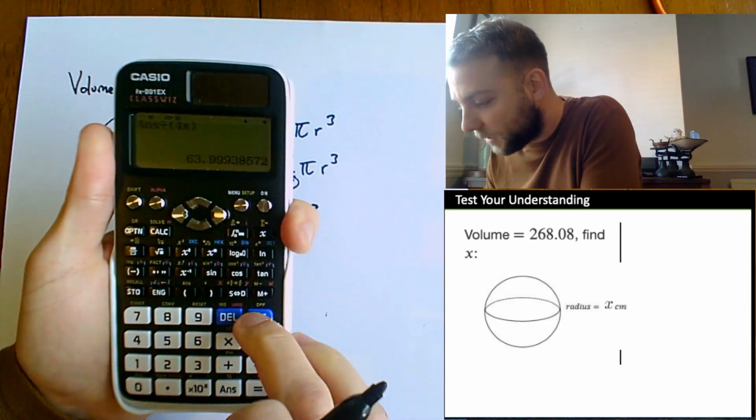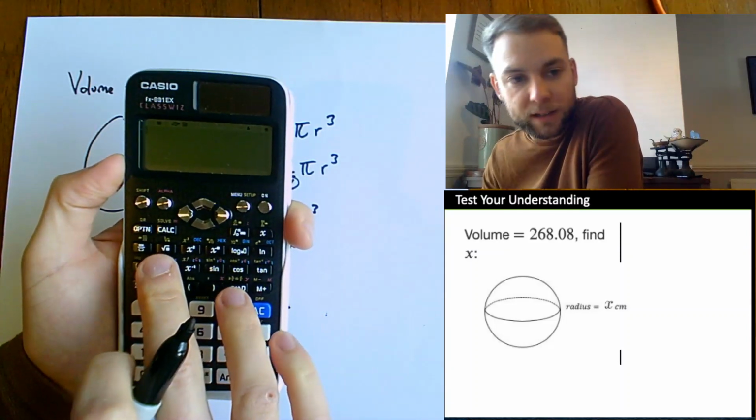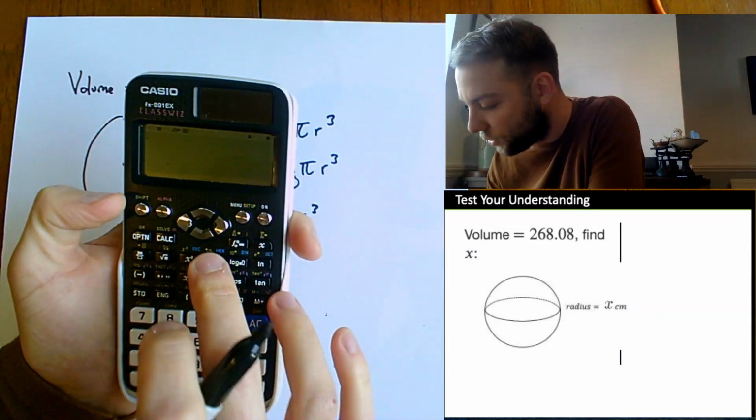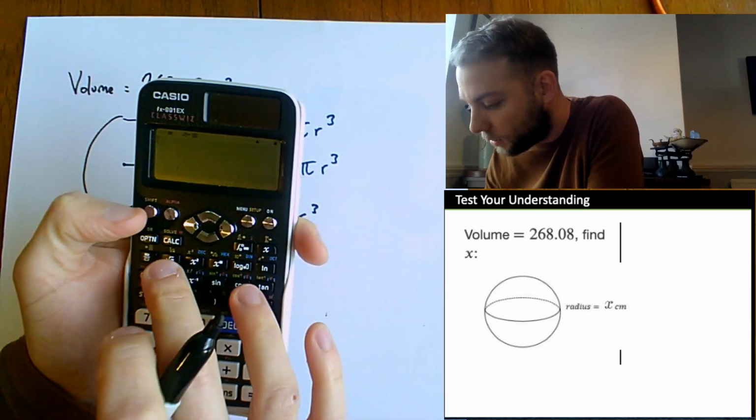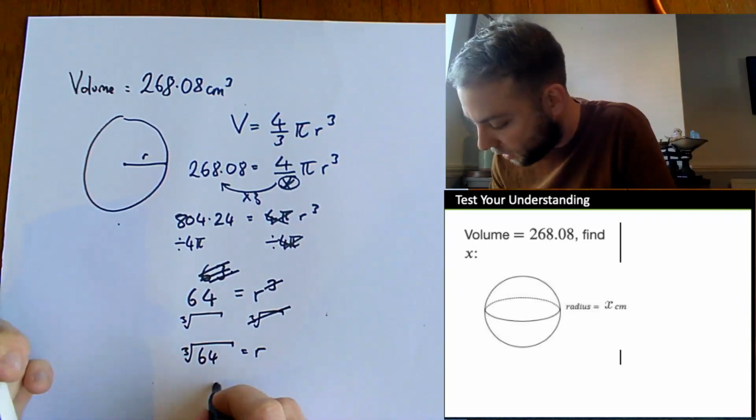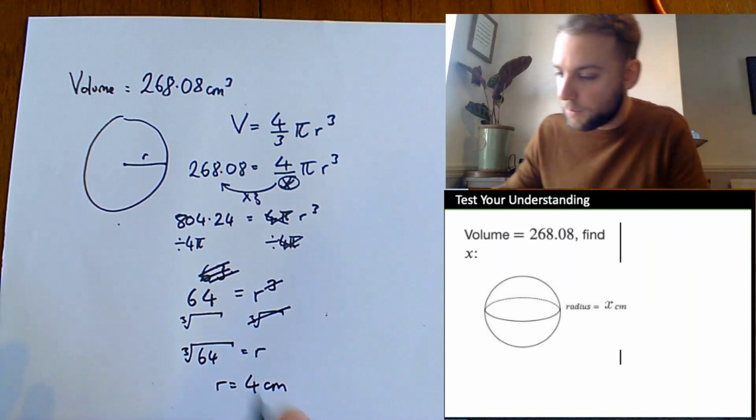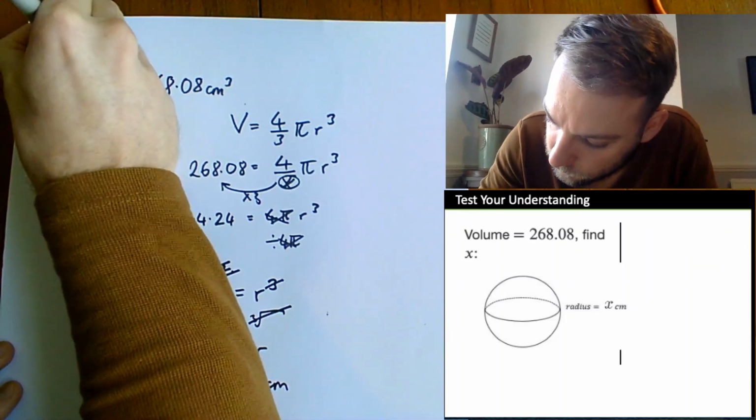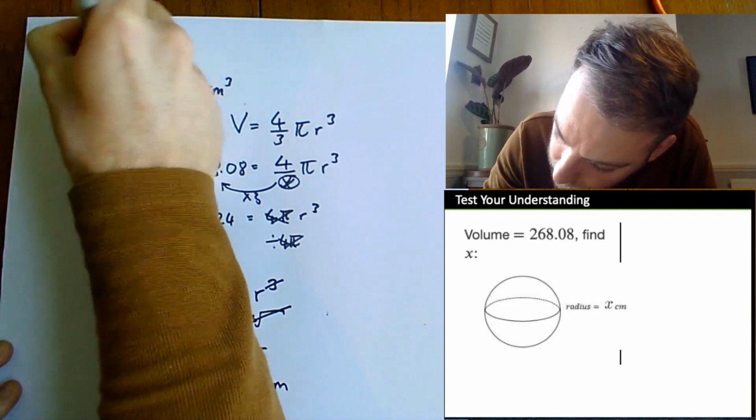So how do I type that on my calculator? If you're not sure, the cube root button is here above that square root button. You can also use this one here if you want something of a higher order. So we've got the cube root of 64, which in this case, r is equal to 4 centimetres. What example was that? I think that was example 4, I think.